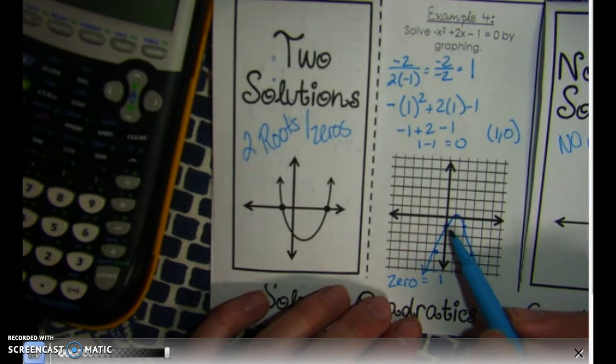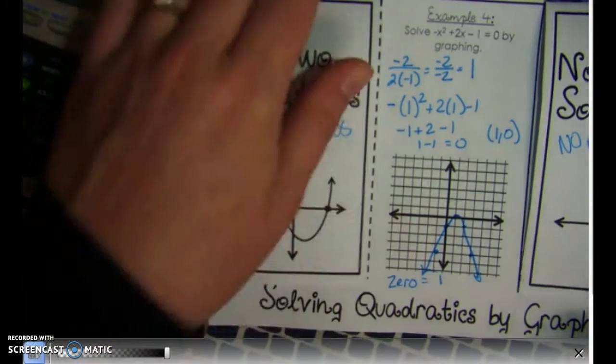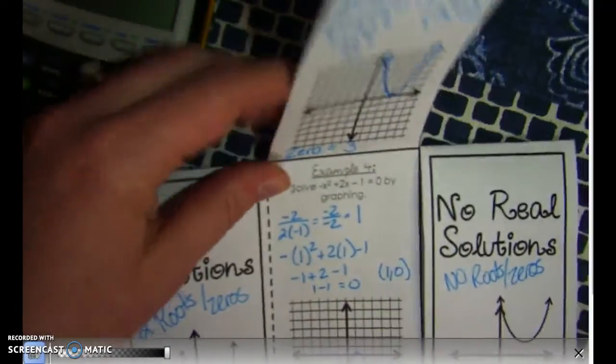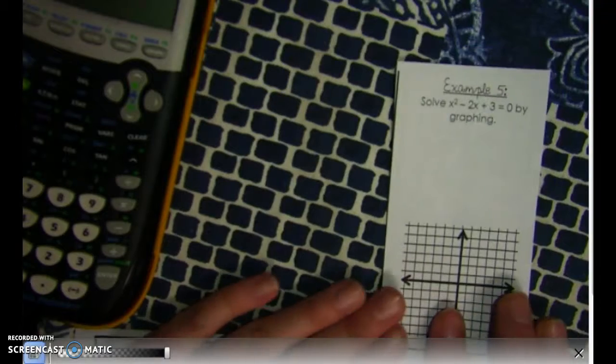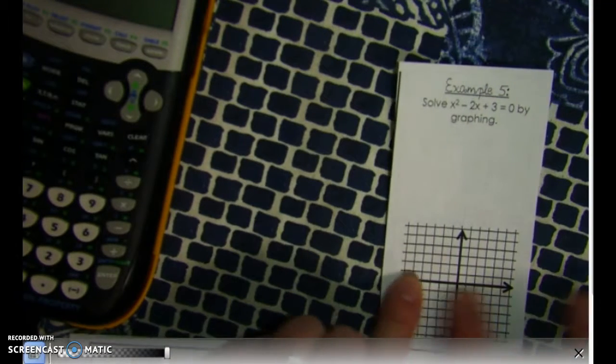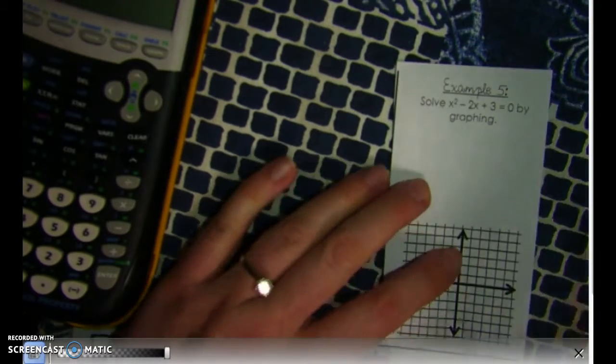That's your y-intercept. So it's a good way to check your graph to make sure that I crossed the y-axis at -1. Okay, so no real solutions for graphs. These are still going to have a vertex and everything, but they're just not going to cross our axis, which is fine.